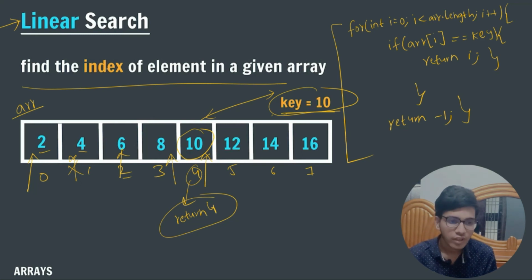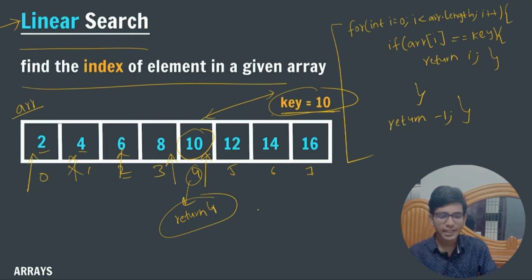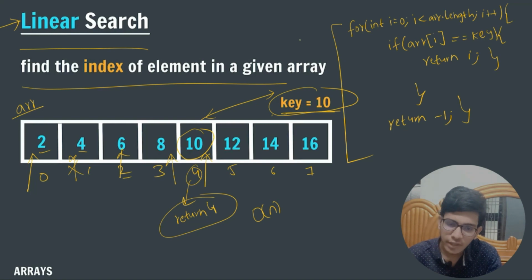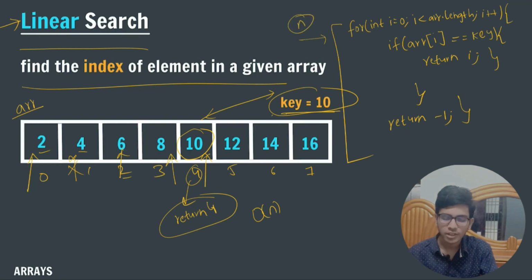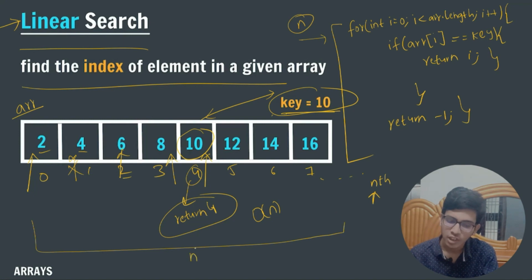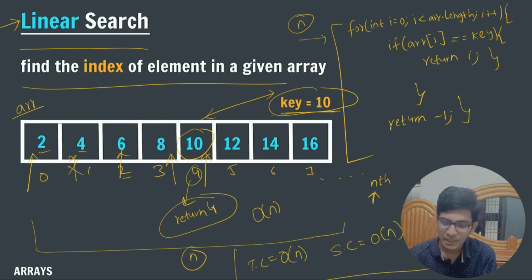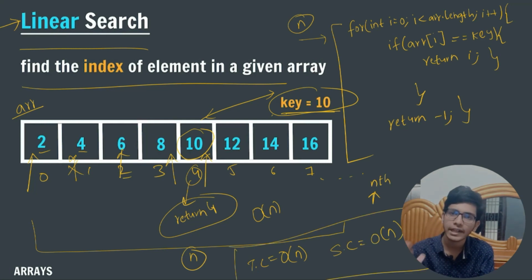So this is the linear search question, and the time complexity for linear search is O(n), because we are running our loop n times. Suppose there are n elements and the nth element is our key. So in the worst case scenario we run our for loop n times. So the time complexity will be O(n) and the space complexity will also be O(n). We will study space complexity and time complexity in detail in a separate chapter.